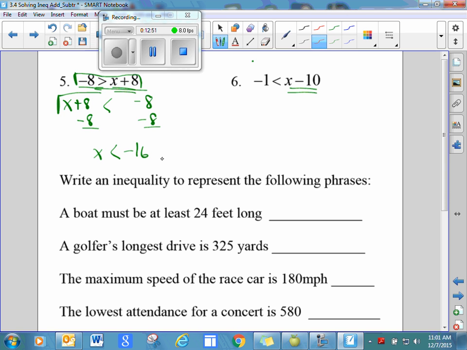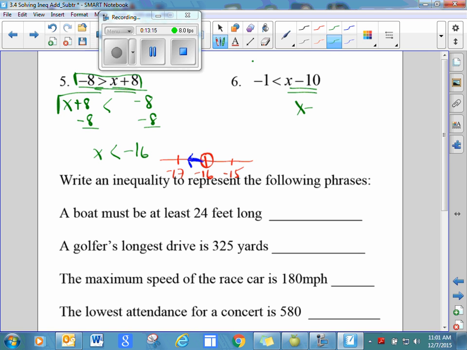And I've got to sketch a quick graph. So my target number is negative 16. Here's negative 15. And here's negative 17. I don't have a line underneath it, so I'm going to leave my circle open. And I want all the numbers that are less than negative 16. It's going that way.